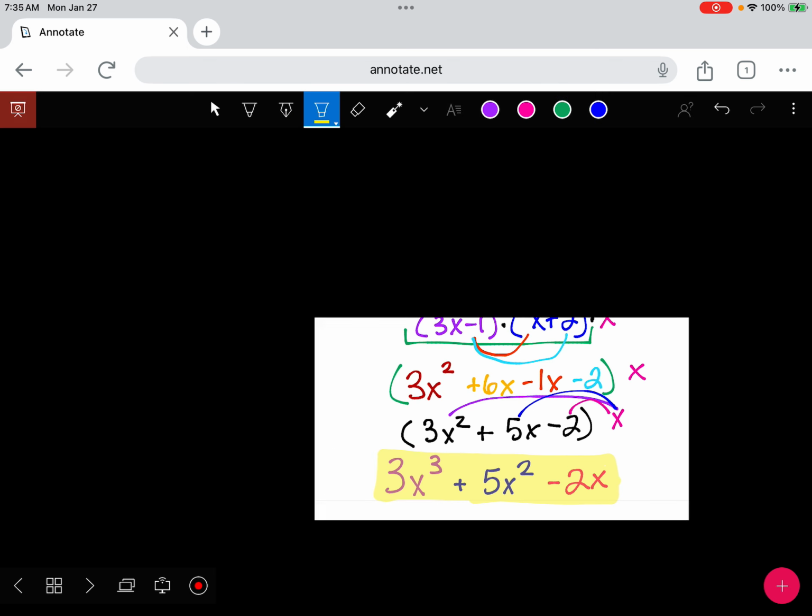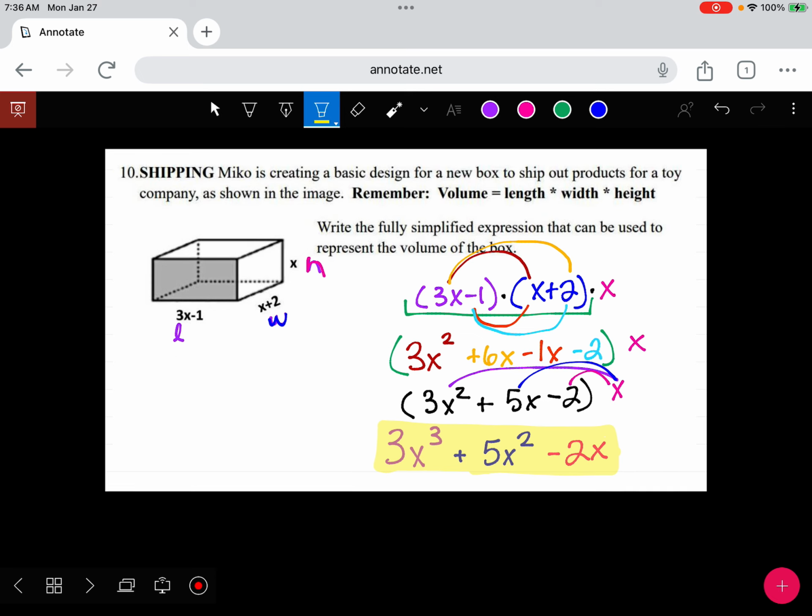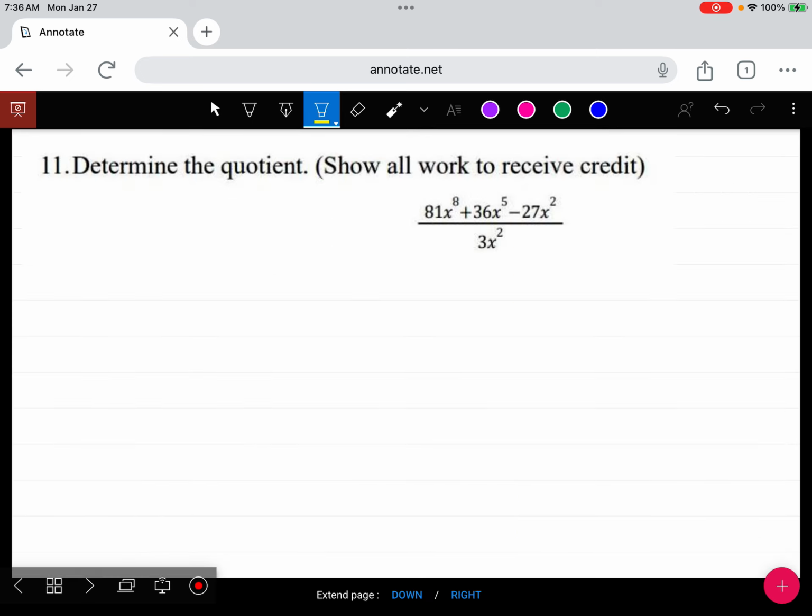That's our answer right there. Which one? 11. Yeah, we can look at the next one. Okay, any questions on this one before we look at the next one? Cool, cool. Let's look at 11. Determine the quotient. Fancy schmancy talk for divide the thing.